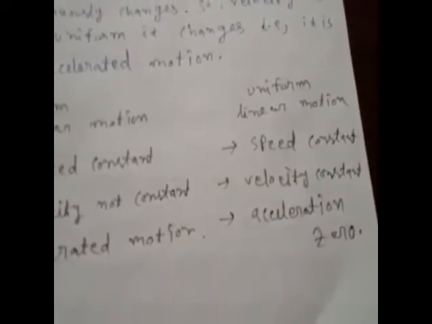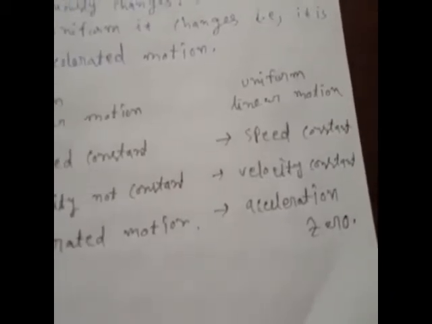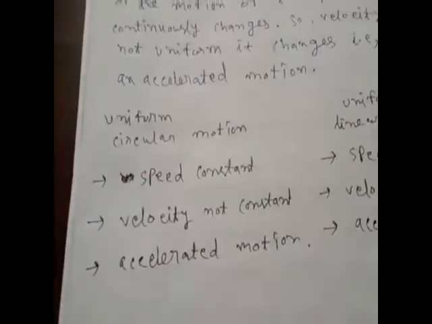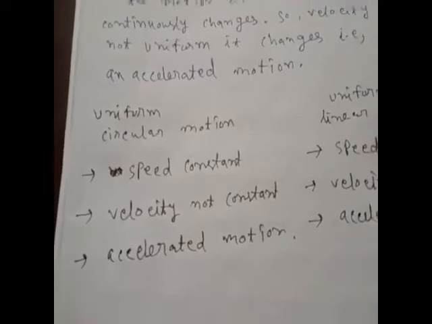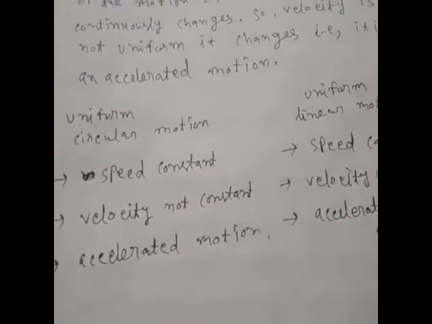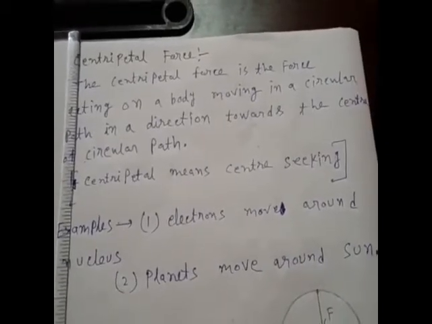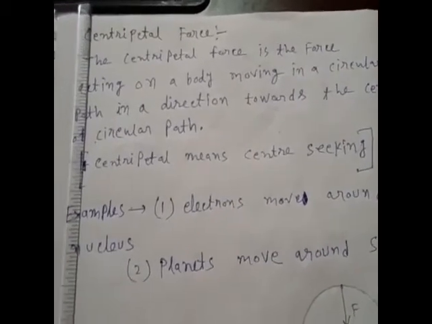So due to the constant velocity, acceleration is also zero in case of uniform linear motion. But in case of uniform circular motion, we know speed is constant but velocity is not constant, so it is an accelerated motion. Now move to our next topic, centripetal force and centrifugal force.